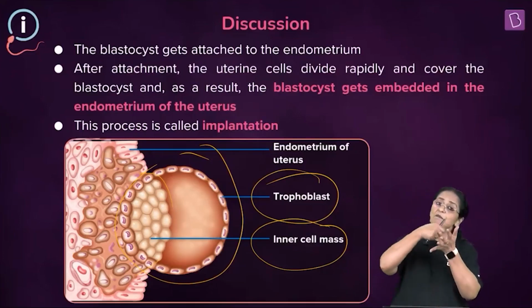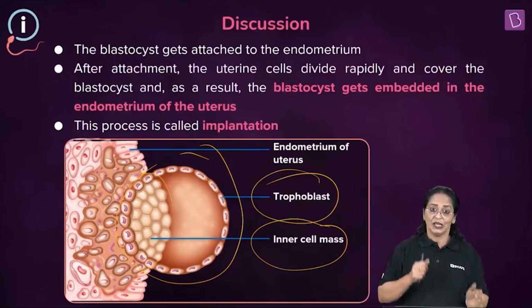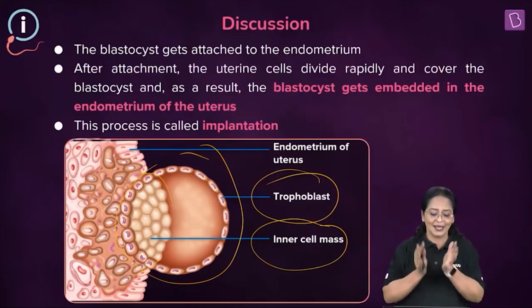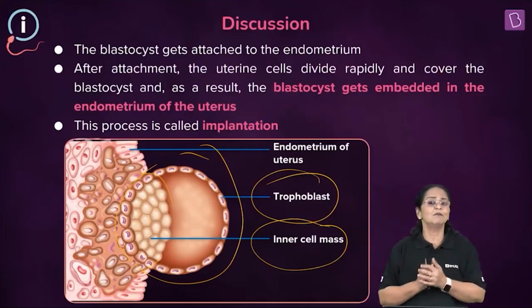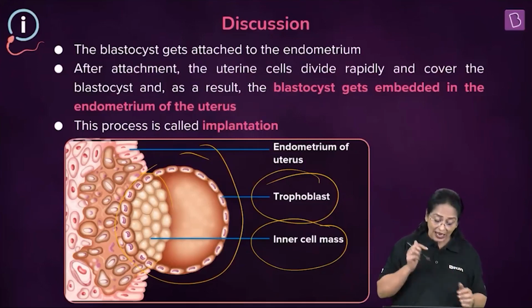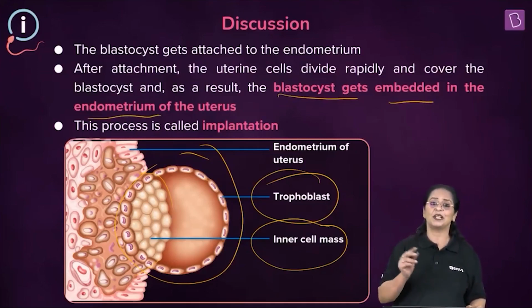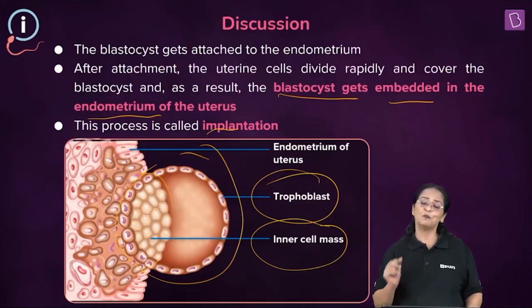So the trophoblast attaches itself to the uterine wall. Now as this happens, the uterine wall starts becoming thicker and starts multiplying and sort of embedding, covering the blastocyst that has got attached to it. And this blastocyst now gets completely embedded into the endometrium of the uterus. Endometrium is nothing but the uterine wall. And this process is called implantation. This is very essential for a successful pregnancy.